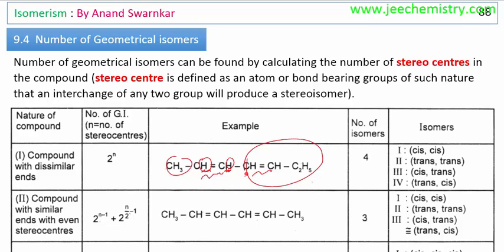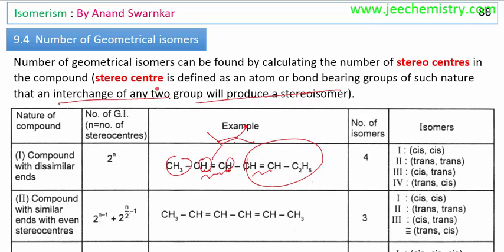If you interchange any two groups, upward side and downward side, maybe this is shown in a straight way, but in a three-dimensional view the hydrogen may be on the upper side or the downward side, and this group may be on the downward side or the upper side. Interchange of any two groups will produce a stereoisomer.